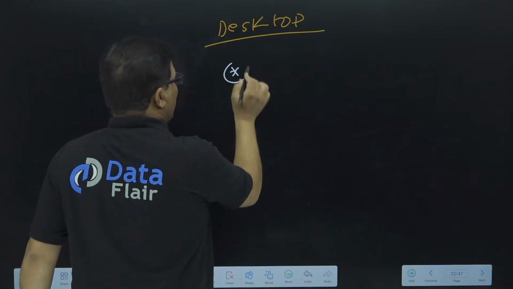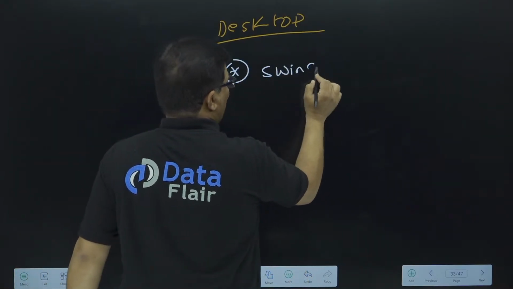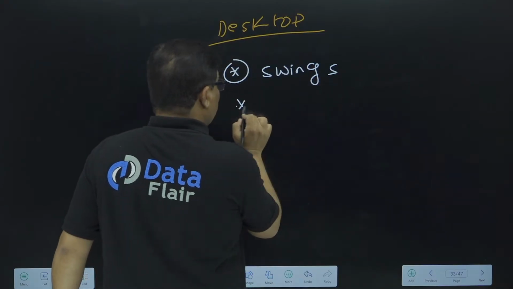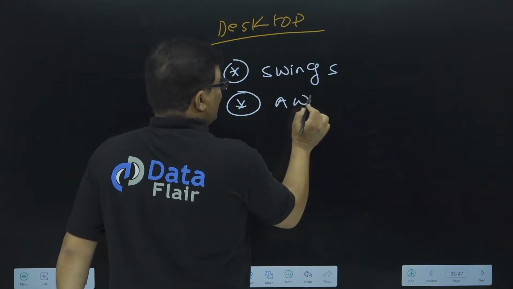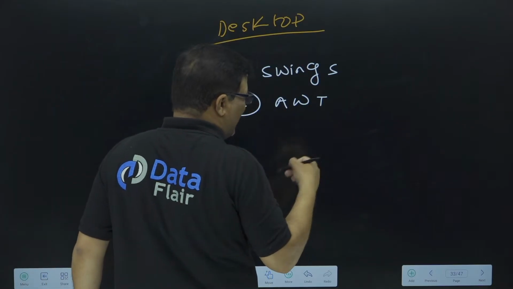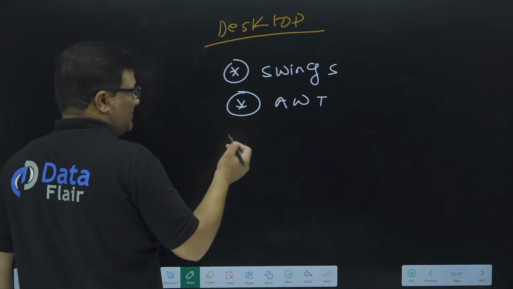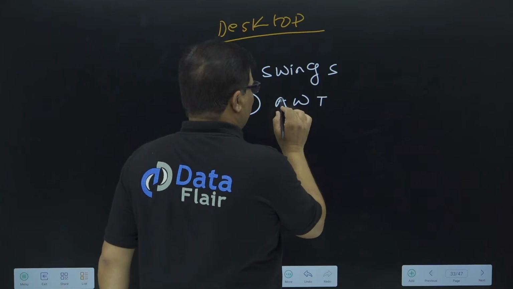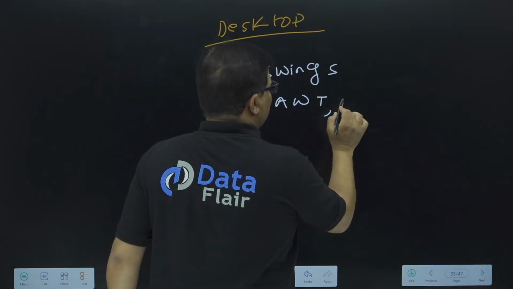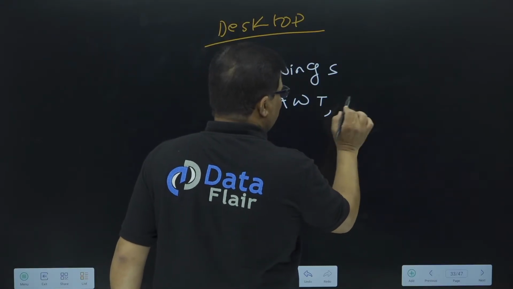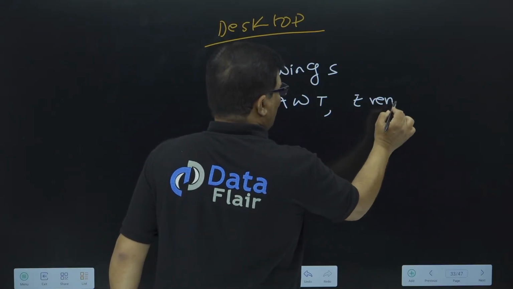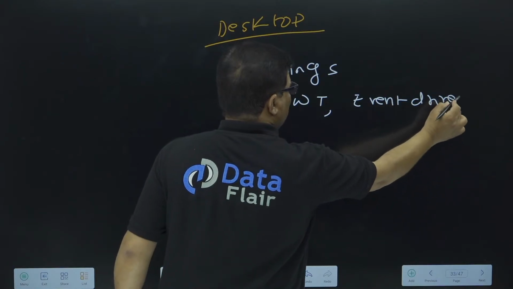For that, we have to go to the Swing concept. I'll cover that. Then AWT. AWT is outdated, but Swing is actually the latest version. I'll cover this when I come to the topic of AWT and Swing. Then another important topic is event programming, event-driven programming in Java, which we will cover.